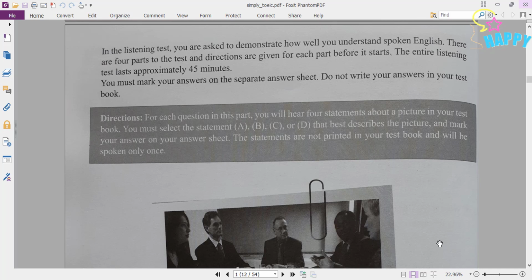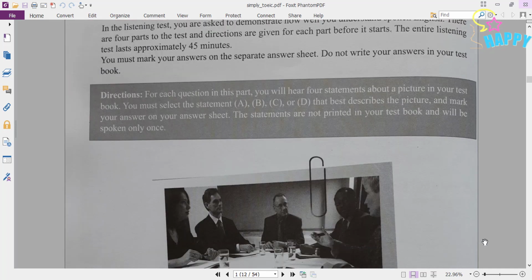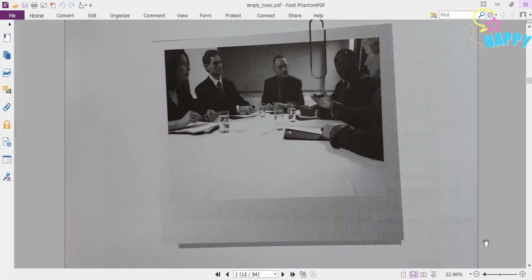Directions. For each question in this part, you will hear 4 statements about a picture in your test book. You must select the statement A, B, C, or D that best describes the picture and mark your answer on your answer sheet. The statements are not printed in your test book and will be spoken only once. Look at the example picture in your test book. Now listen to the 4 statements.